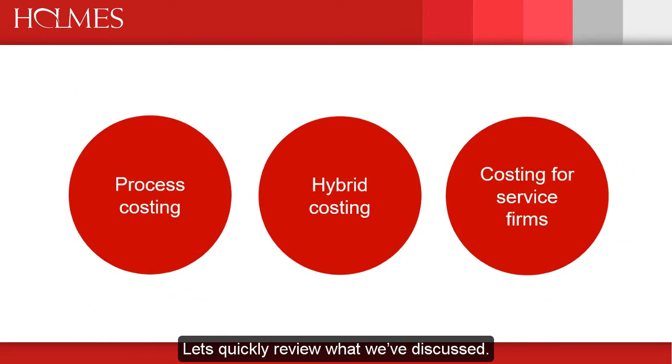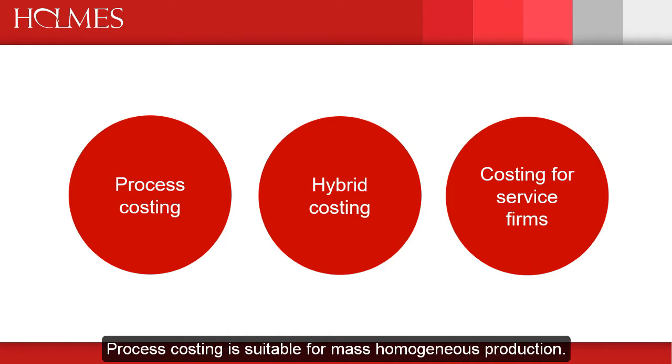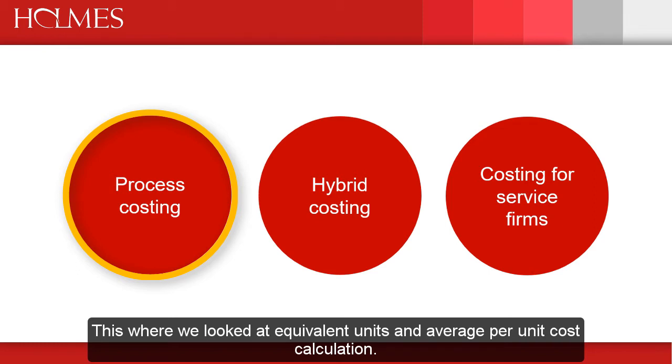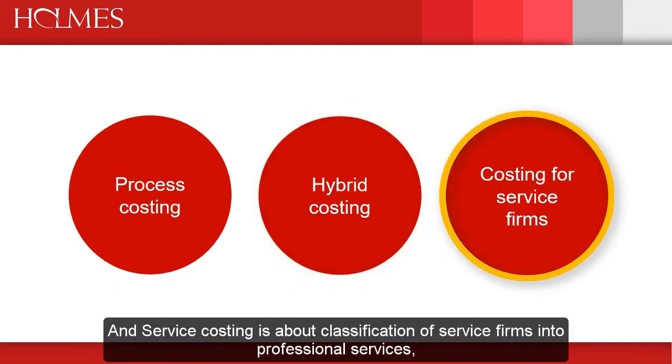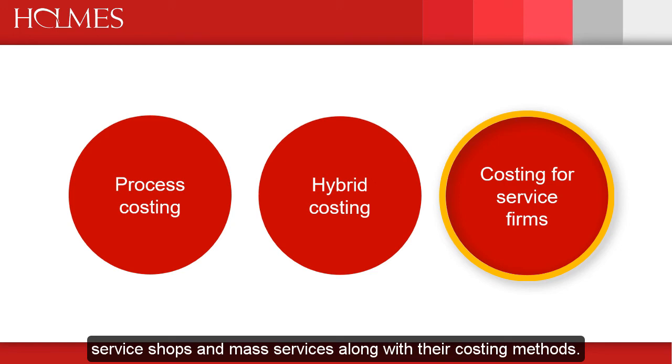We've now reached the end of this lecture. Let's quickly review what we've discussed. Firstly, process costing is suitable for mass homogeneous production. This is where we looked at equivalent units and average per unit cost calculation. Hybrid costing involves features of both job and process costing. And service costing is about classification of service firms into professional services, service shops, and mass services along with their costing methods.